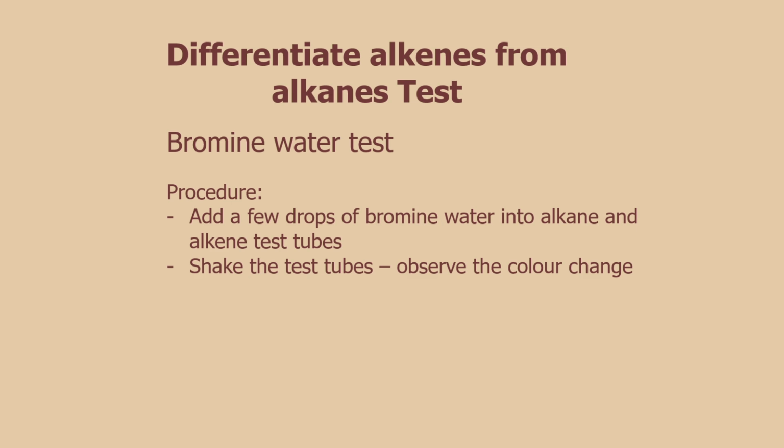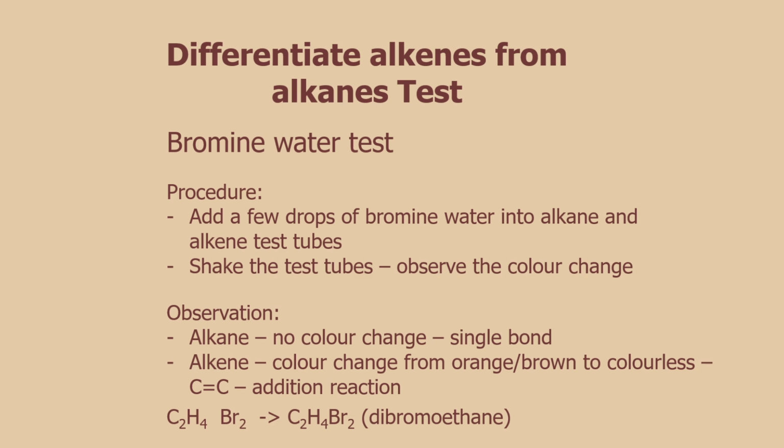Observations are: the test tube containing alkane, no reaction occurs and bromine water remains the same in color, that means orange or brown. The test tube containing alkene, the double bond in the alkene reacts with bromine water in an addition reaction. Decolorization of bromine water, that means it turns colorless.